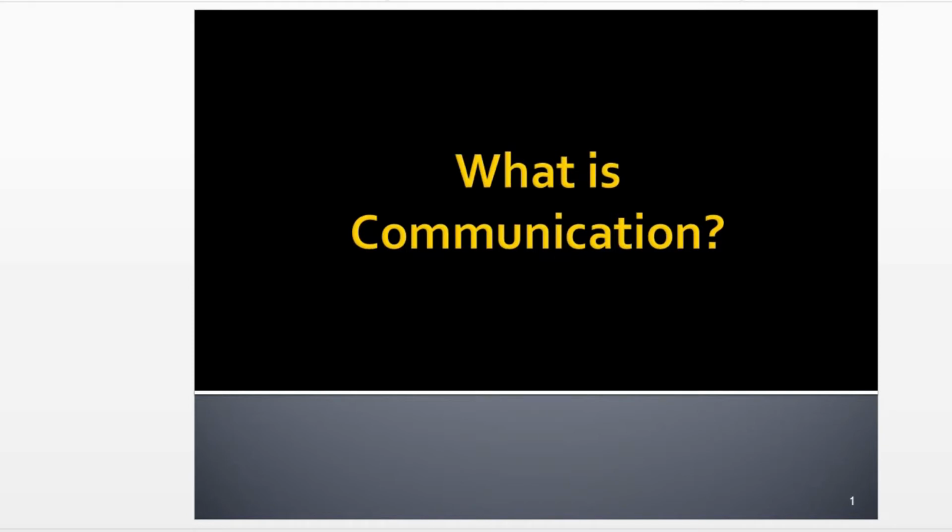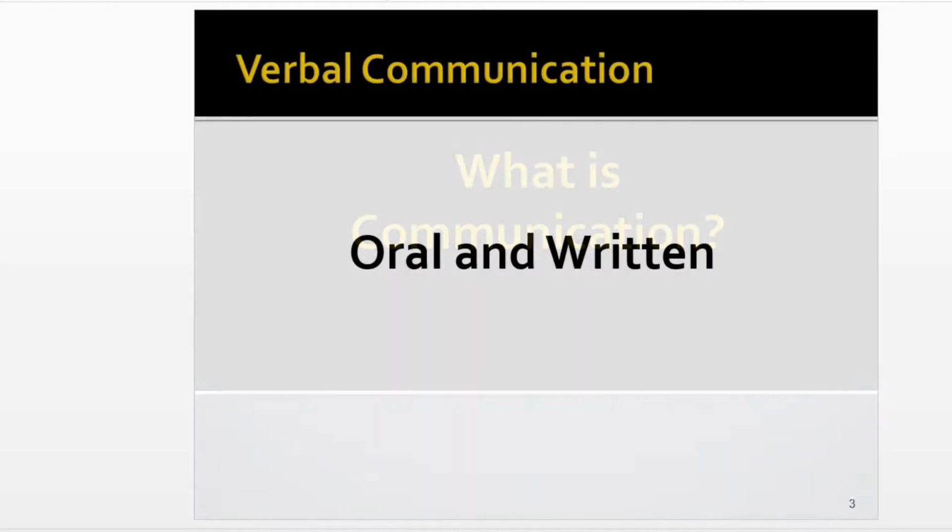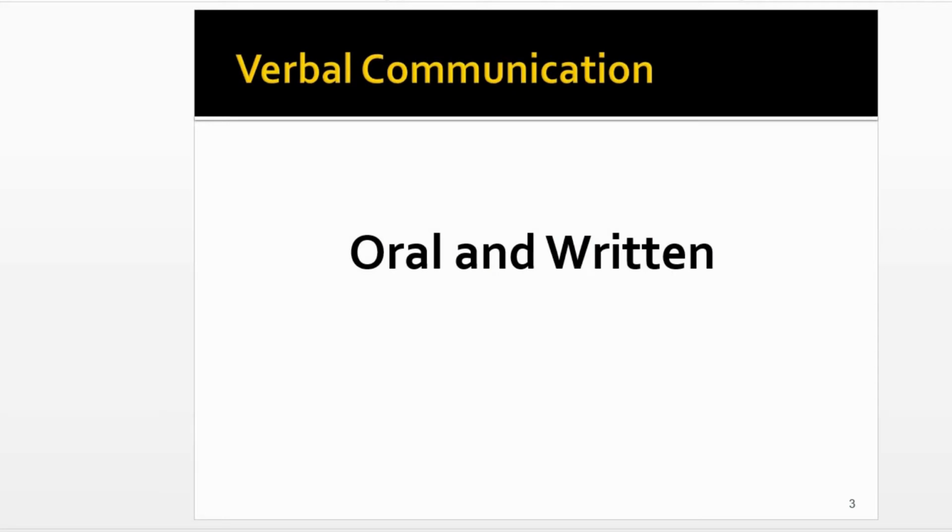So communication is primarily bifurcated into two parts. The one part is verbal communication and the other part is non-verbal communication. The verbal communication consists of words, and these words can be in the form of oral and written communication. So we can see over here the communication can be verbal communication and non-verbal communication. Under verbal communication we have oral communication and written communication.